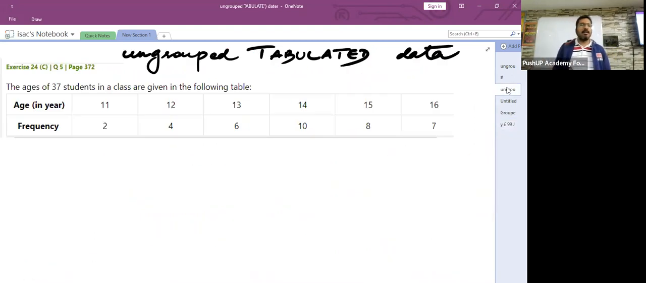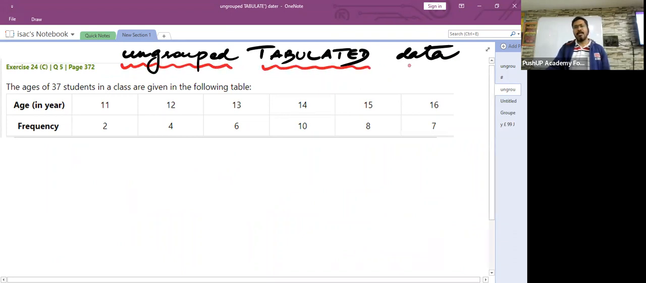So children, let's start solving a sum which is based on ungrouped tabulated data. All this while we were dealing with ungrouped raw data. Now it is ungrouped tabulated data. Okay.